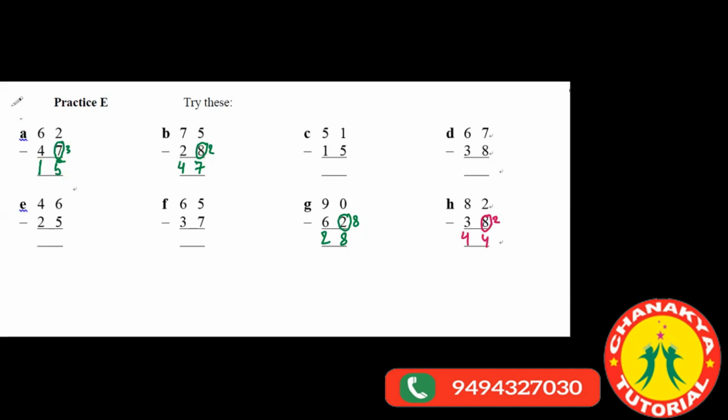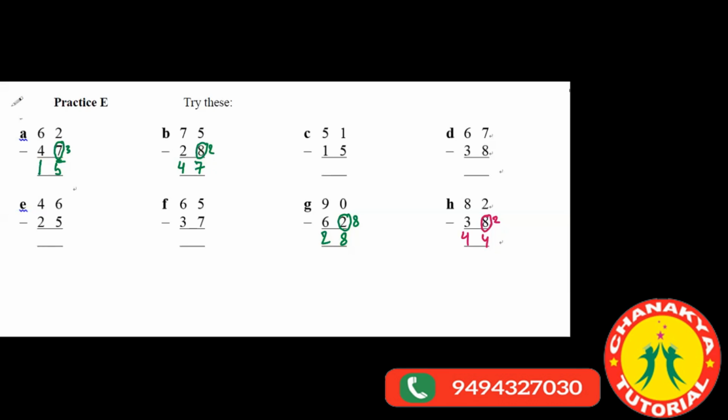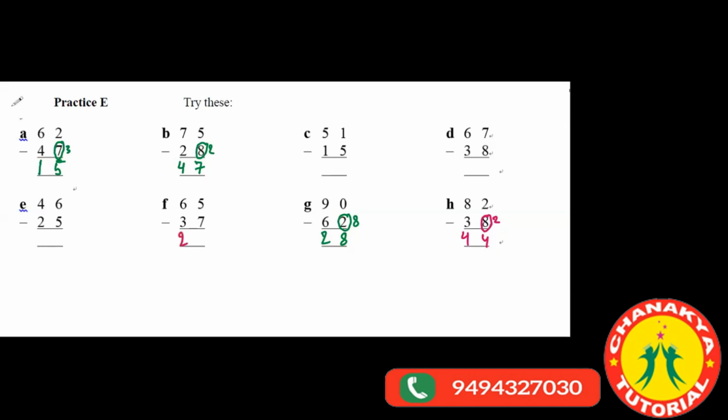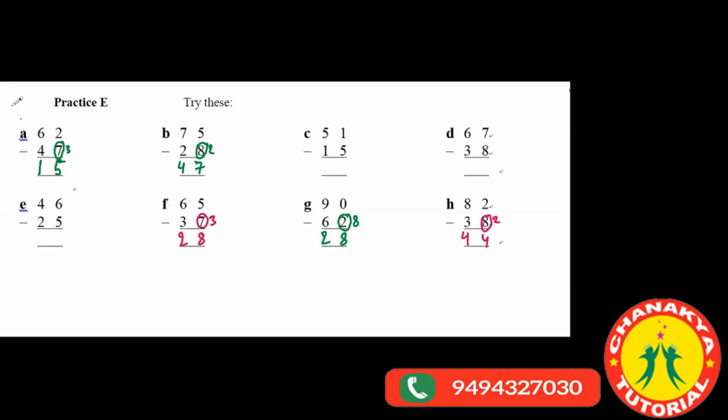Gautam Krishna. All of you be ready. Which question do you want to do? F, sir. F part, okay, proceed. 6 minus 3 is 3, but the next one is mismatch, sir, so we have to keep 2. Okay. And the complement of 7 is 3. So we have to add 3 to the 5. So 8. Answer is 28. Good. And Lasya?